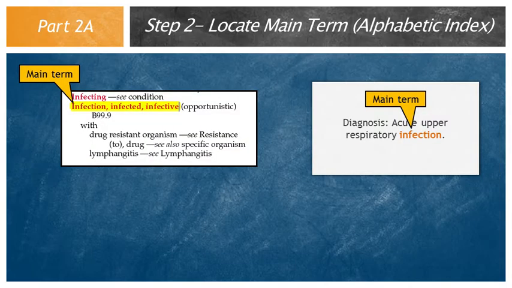You should have found the main term in the alphabetic index under the I section. The main term is listed as infection, infected, infective. Notice there are 3 versions of this main term, any of which may be used in the medical documentation. In our case study, the main term infection matches the medical documentation.